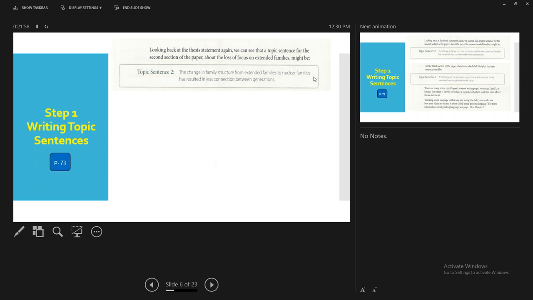So now it was about what? The loss of focus on extended families. So let's see this topic sentence. Read it, please. The change in family structure from extended families to nuclear families has resulted in less connection between generations. Do we have the three qualities here? Does it connect to the topic of the thesis?